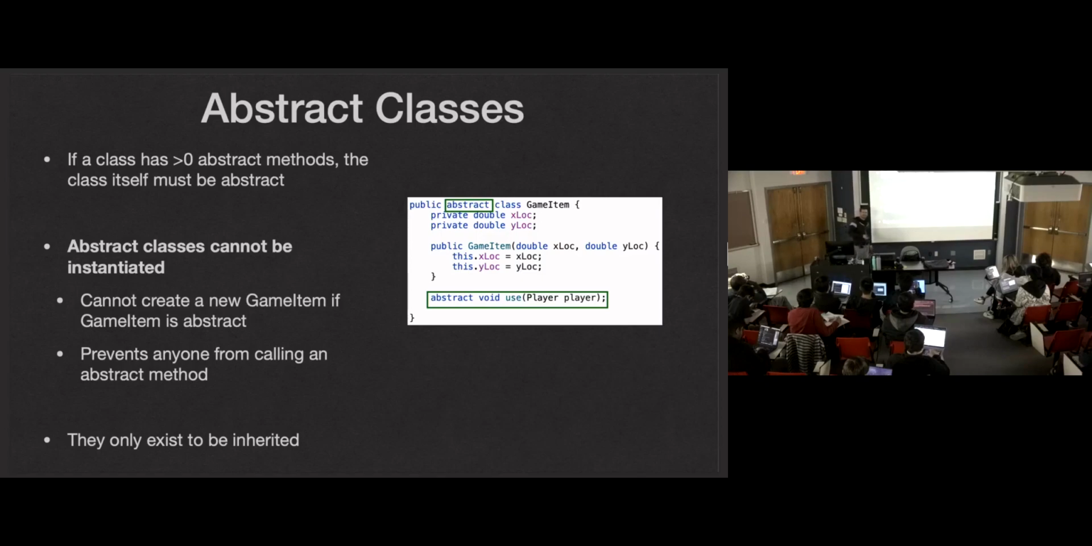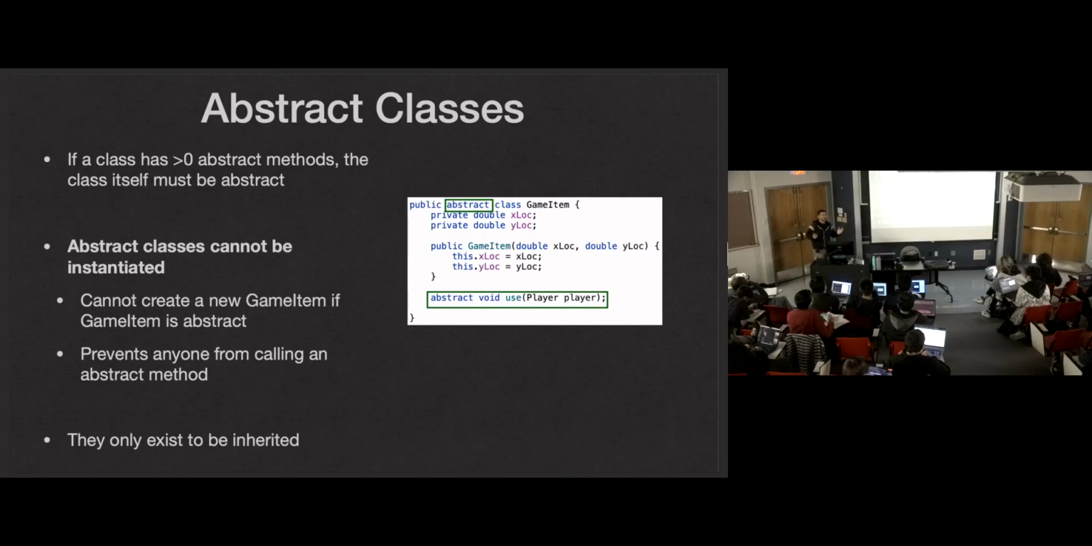If a class has any abstract methods at all, the class itself has to be abstract. And abstract classes are very similar to regular classes with one huge difference. They cannot be instantiated, which means you can't create new objects of that type. You can't call its constructor. I can't say new GameItem if GameItem is abstract. Cannot create objects of abstract types, because if you could create an object of an abstract type, then you could theoretically call this method, and then what happens? Java says, nope, we're not going to let you do that.